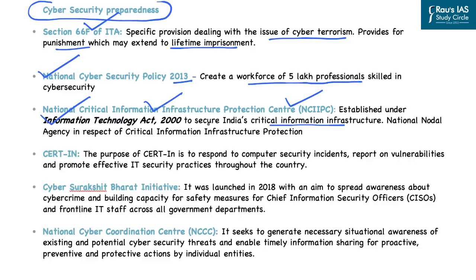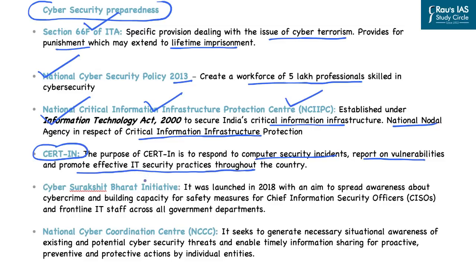Then there is the National Critical Information Infrastructure Protection Centre, or NCIIPC. It was established under the Information Technology Act 2000 to secure India's critical information infrastructure, and it can be seen as the national nodal agency in respect of critical information infrastructure protection. Then there is CERT-In, an emergency response system that has been created, and the purpose of CERT-In is to respond to computer security incidents, report on vulnerabilities, and promote effective IT security practices throughout the country.